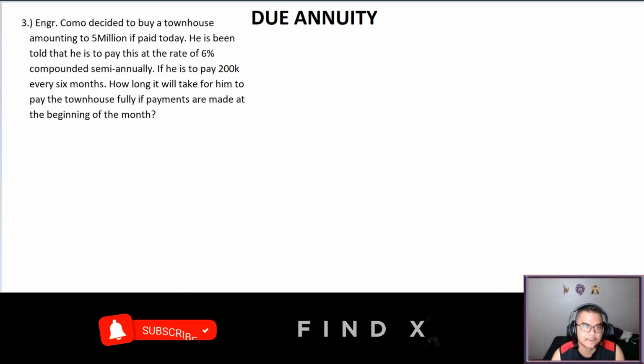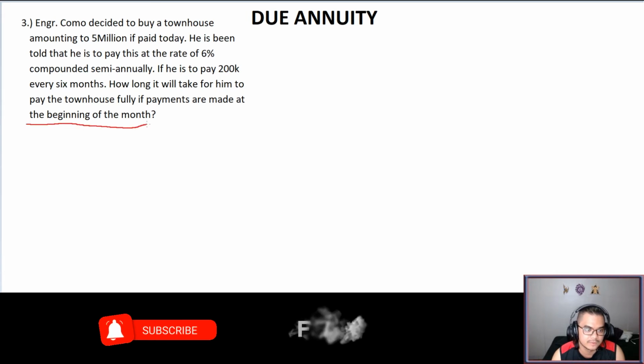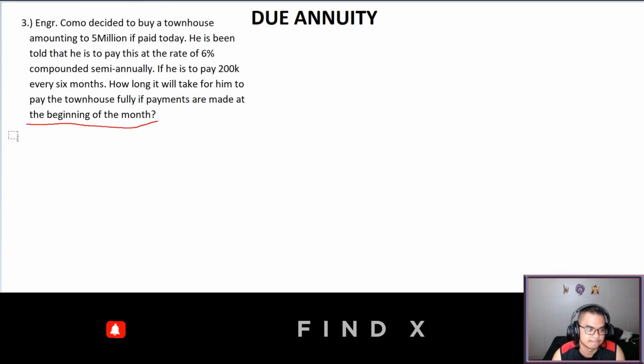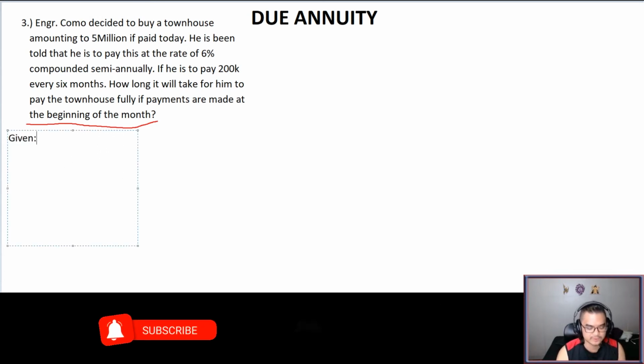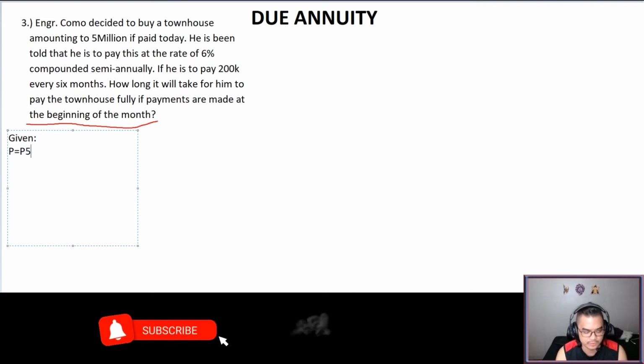Again, as you can see, we have here every beginning of the month. So this is an annuity due. You always have to take note of that. Okay, so let's put all the givens first. We have a townhouse amounting to 5 million if paid today. Again, the keyword there is today. So that is your present worth. So this is 5 million.